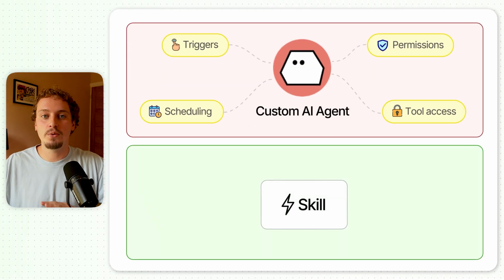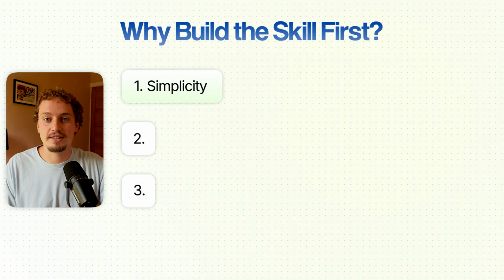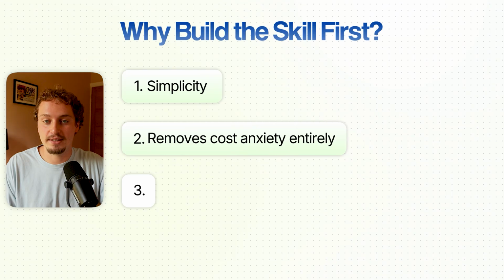A skill strips all of that away. It's just the instructions and the output. If something's wrong, you know exactly where to look. The second reason is that it removes the cost anxiety entirely.